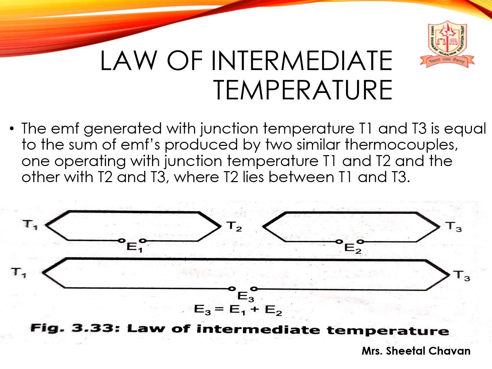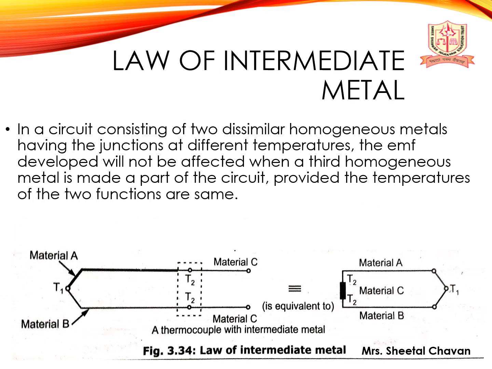So from the diagram, it is very much clear how the EMF is generated between the junctions T1 and T2, and E2 is the EMF generated between T2 and T3, but T2 is the intermediate point. So it lies between T1 and T3. So the total EMF generated is nothing but E3 is equal to E1 plus E2.